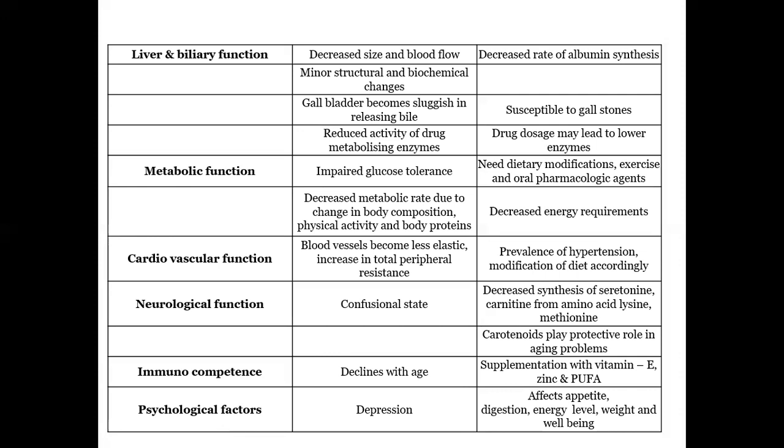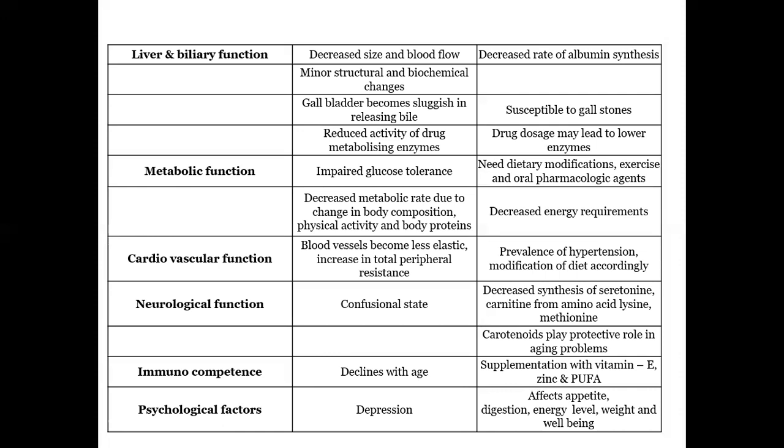People have memory problems. There is decreased synthesis of serotonin, carnitine, etc. And we also need certain foods, like carotenoids, vitamin D, etc., for good memory. So all these are affected.